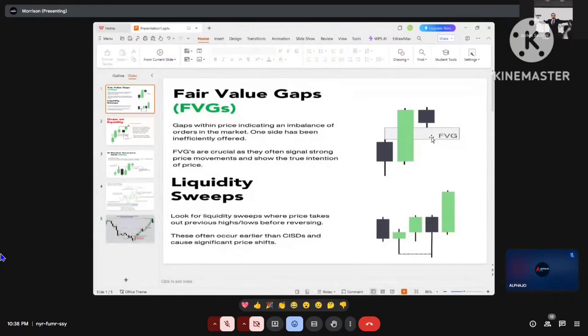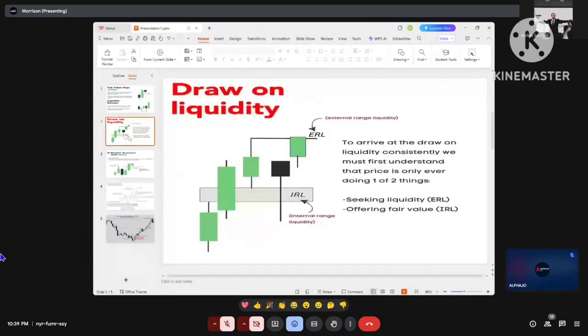Now, before we actually move into liquidity sweeps, I want to talk about drawn liquidity. I hope everybody gets the idea of fair value gaps. So we have drawn liquidity. When we say drawn liquidity, to arrive at a drawn liquidity consistently, we must first understand that price is only doing one of two things. Either price is seeking liquidity or offering fair value. So if price is not offering fair value, then it's seeking liquidity. If price is not seeking liquidity, then it's offering fair value.